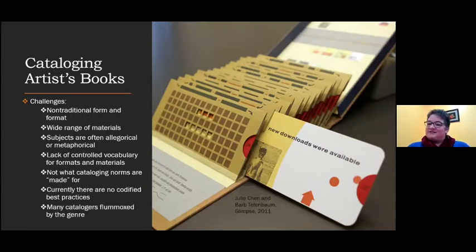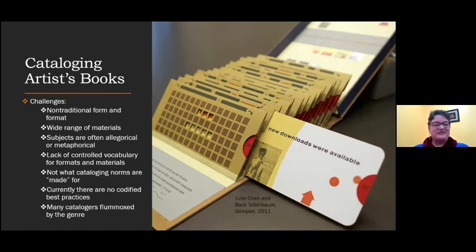So there are some challenges with cataloging artist books. And I love this book, Glimpse by Julie Chen and Barb Tetenbaum, but it is a bit of a cataloging conundrum. With artist books, you get lots of non-traditional forms and formats. I mean, there may be a name for what Glimpse is, but it's not one probably that my users know, for one thing. And it's probably not easy to ascertain. I think it's probably fair to say it's about 3 different kinds of forms.